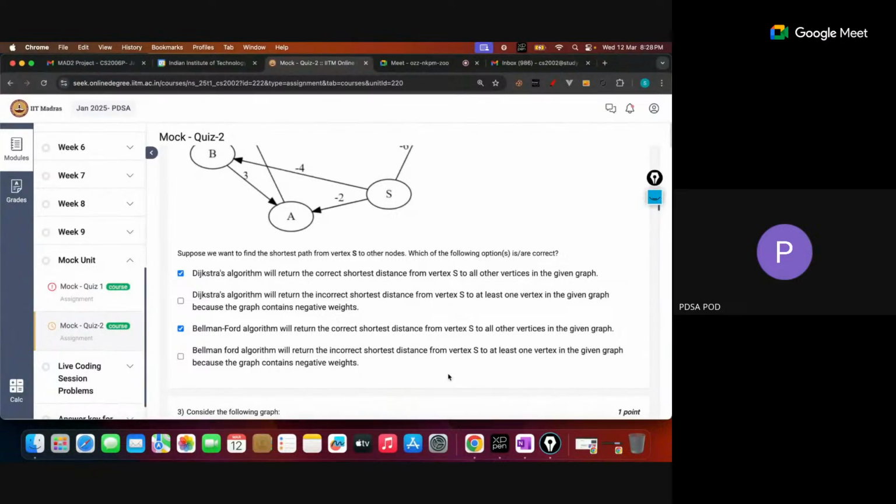No. Bellman-Ford is also single source shortest path. It is meant for detecting the negative cycles. The right answer is A and C are correct. B and D are incorrect in the context of this graph. Clear?